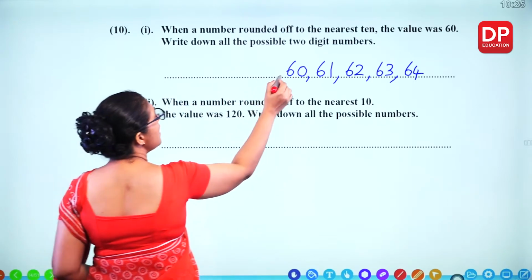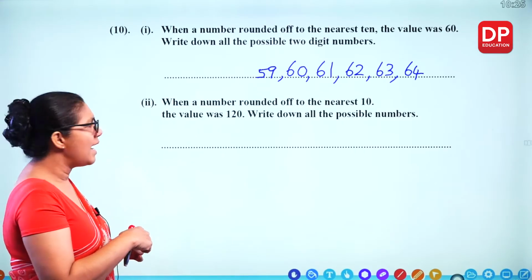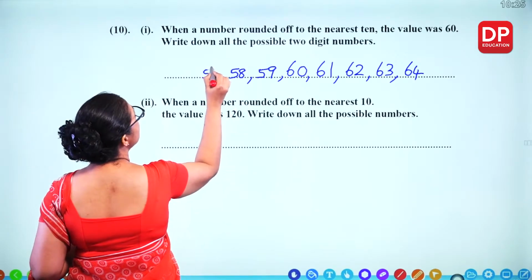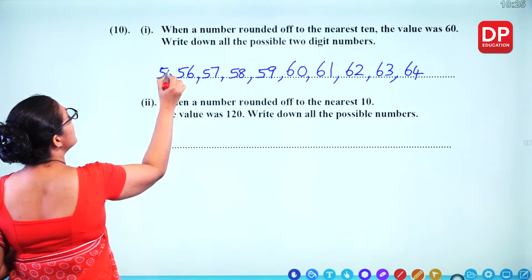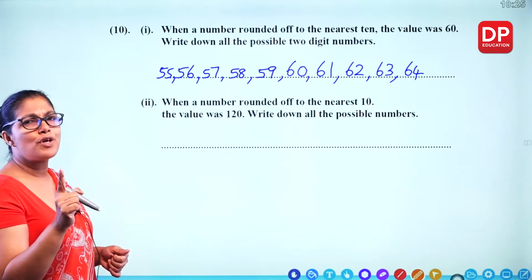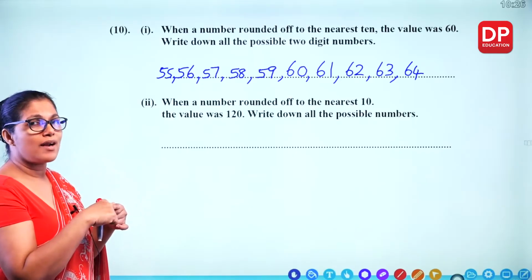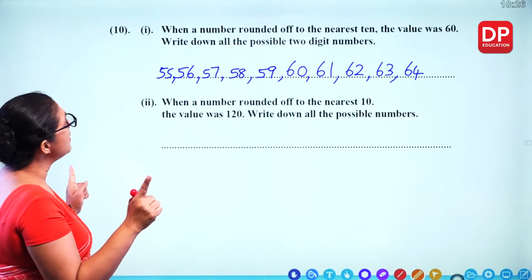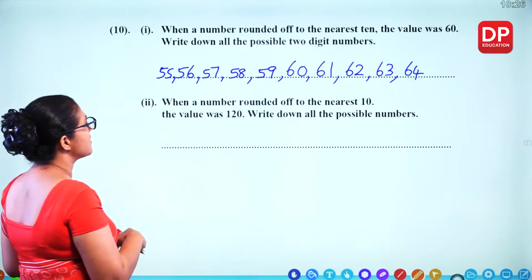Now towards this side, 59, yes, we can add 1 to that and that's 60. 58 possible, 57, 56, 55 also possible because we can add 1 to that. Can we write 54? 54 you can't write because 4 is less than 5. So you can't add 1. Then it becomes 50. Answer is 60. So these are the possible values. When you round it, you are getting 60 as the answer.